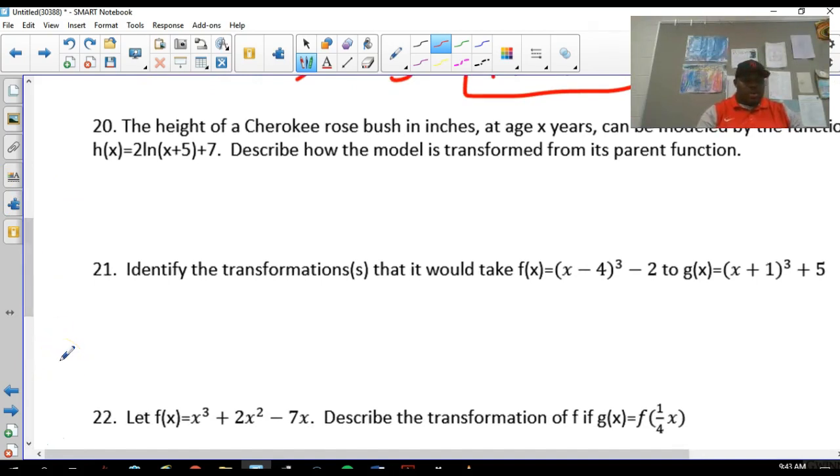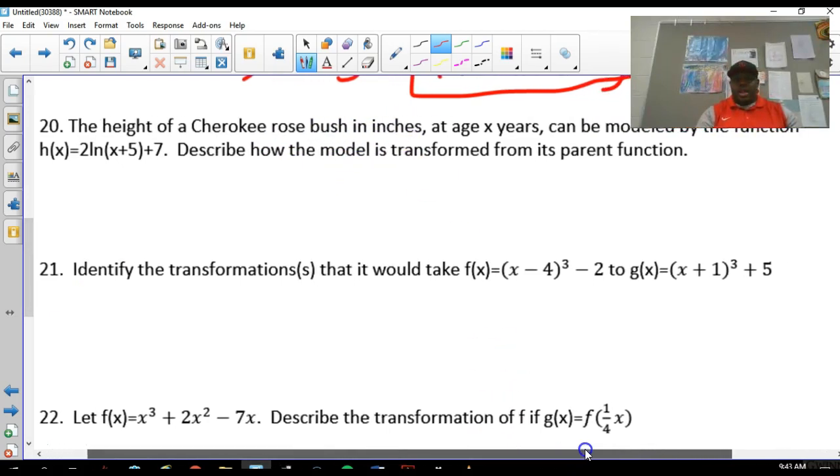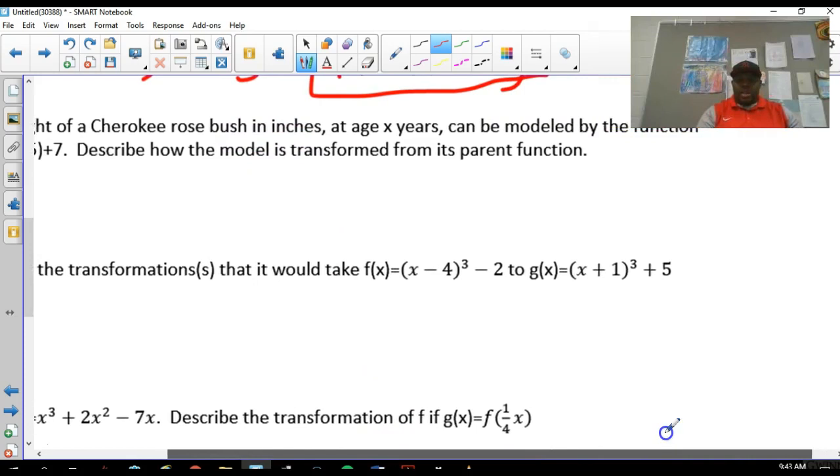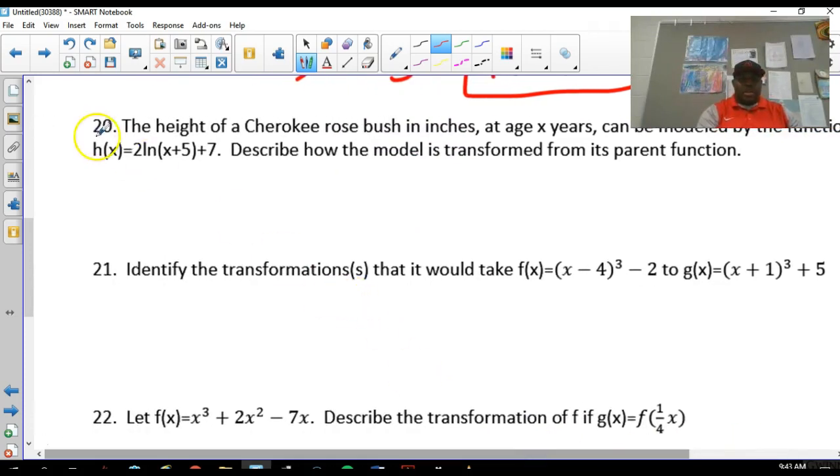Now, for this next one here, guys, we have the height of the Cherokee rose bush in inches at age x years can be modeled by the function. Here's the function. Describe how the model is transformed from its parent. So first of all, the parent function, guys, if I strip away the stretch, if I strip away the horizontal translation, and I strip away the vertical translation, what's left? So here's the parent function, okay?